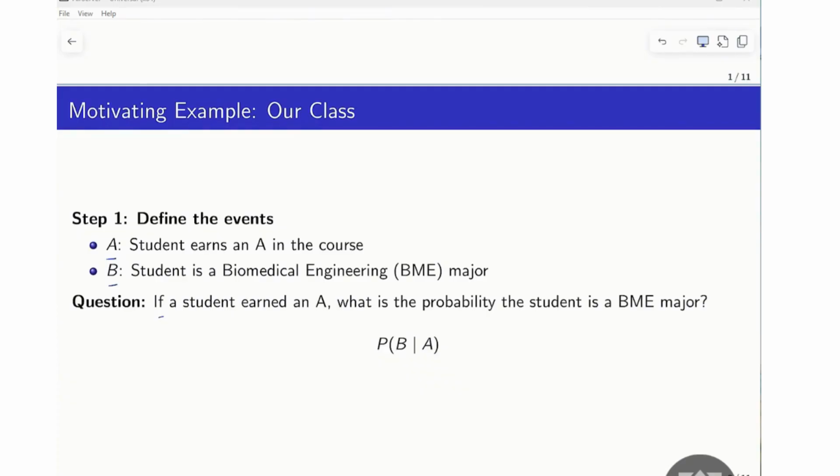Mathematically, this is written as the probability of B given A. So it is asking: among the students who got an A, where did they come from? This is not asking how many biomedical engineering students get A's. This type of question is exactly what Bayes' theorem is designed to answer.